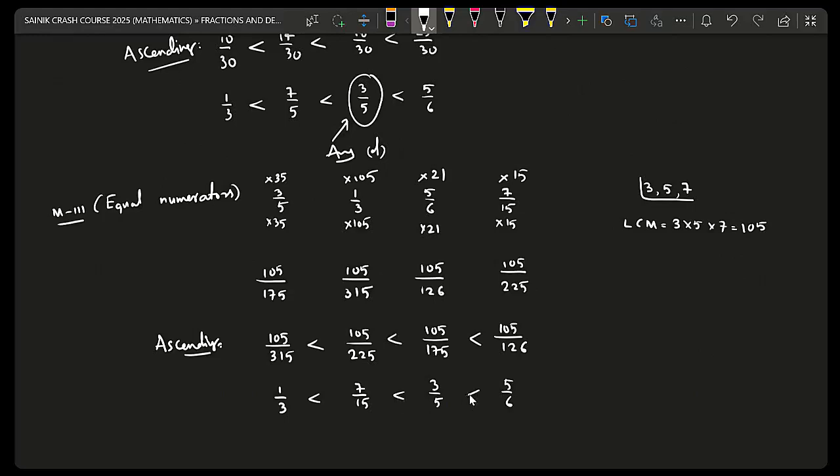And in the question they are asking for the second largest number. What is the second largest number? Sir, 3 by 5. Yes or no? Yes, sir. So the answer is B.